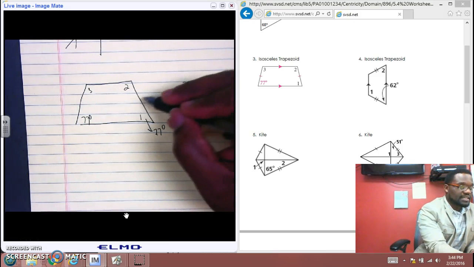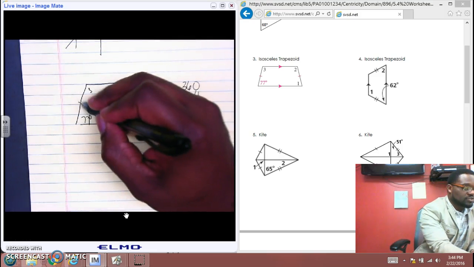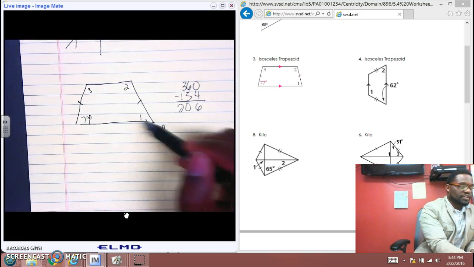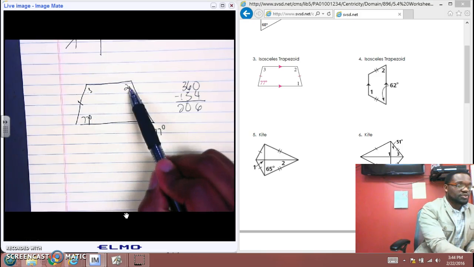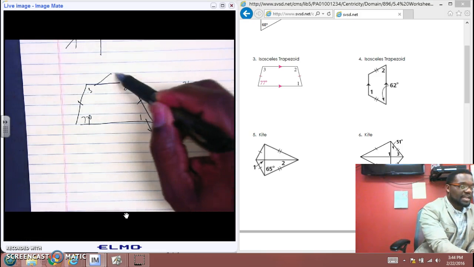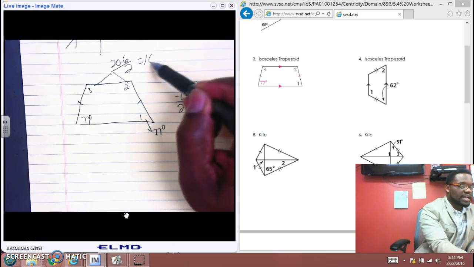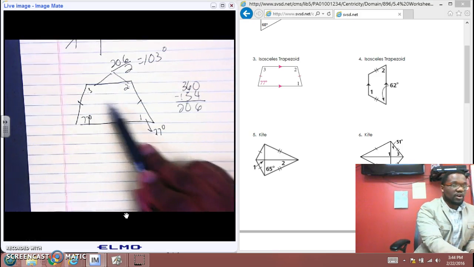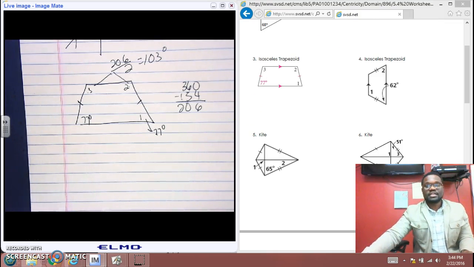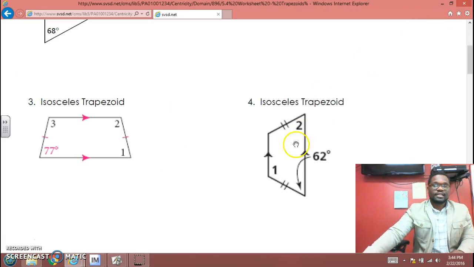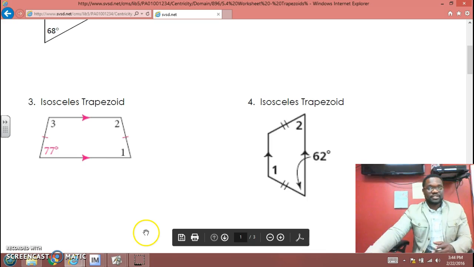Since this is an isosceles trapezoid, that means not only are these two base angles the same, but these two as well. So if both of these add up to be 206, all I have to do is divide it by 2, and I'll find out that both of those are 103 degrees. That's what I did on that particular problem. Now they rotated this one a little bit, but it's still the same.